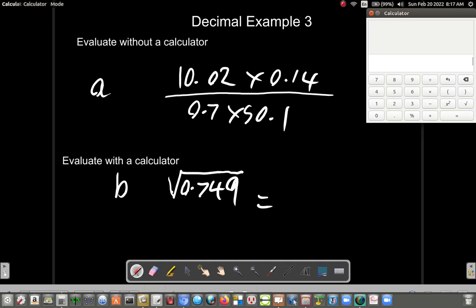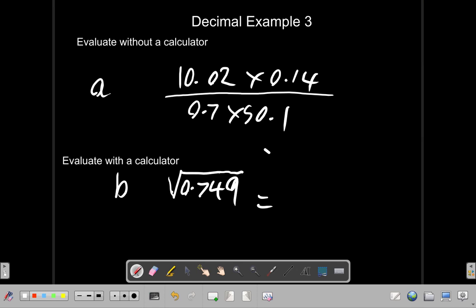Square root of 0.749. The square root of 0.749 equals, they didn't tell you how many decimal places or how many significant figures to write it. Let us write it down to 3 decimal places. 0.865. So that's what we have.